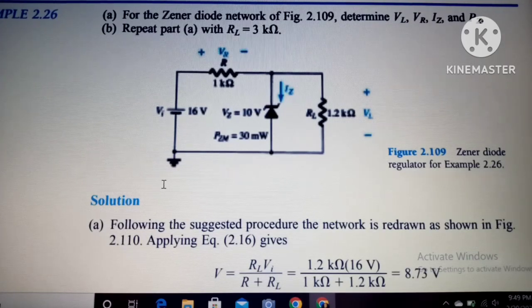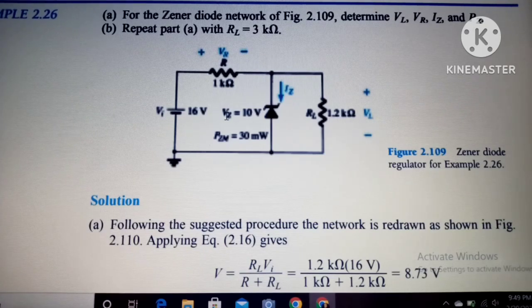So here we have another example, which is 2.26. It is the given circuit. Now there is a Zener diode here. We have to find the Zener diode network VL, VR, IZ and PZ. We have to find the voltage across this resistor, voltage across this resistor, Zener current here, and power.